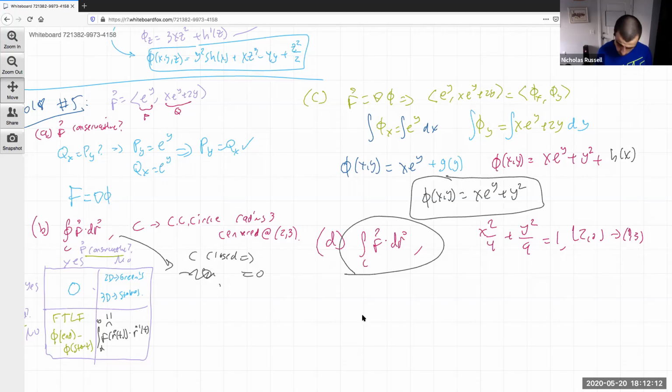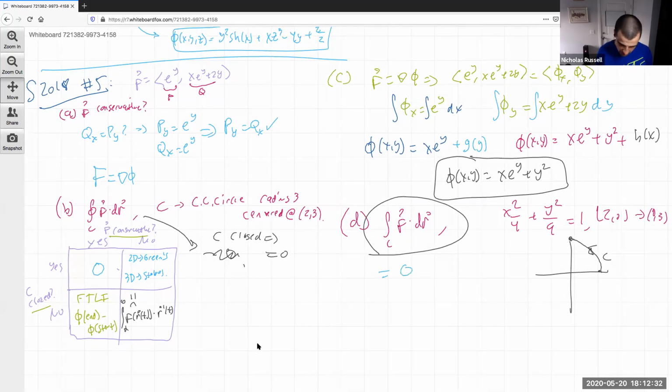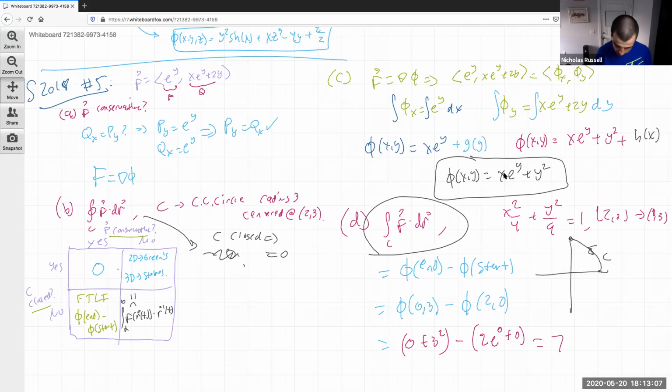So I notice here that I have a conservative vector field. I don't have a closed curve, but I am going from (2, 0) to (0, 3). So I'm going up in this direction here. Because it's conservative and my curve is not closed, I can utilize the fundamental theorem of line integrals, which means this integral is just the potential function evaluated at my end point minus the potential function at my starting point. My end point here is (0, 3), and my starting point is (2, 0). Now we just plug it in. We would get 0 plus 3 squared minus 2 e to the 0 plus 0, which is equal to 7. And that's my answer.